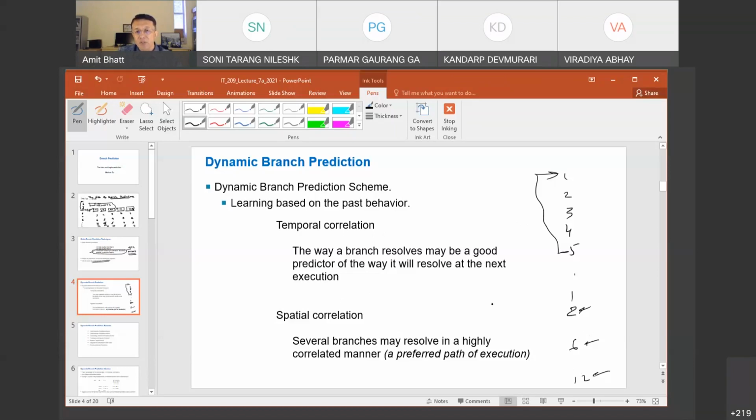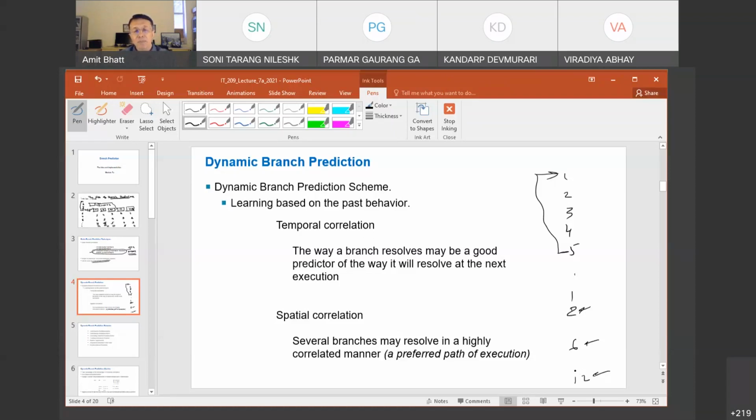For spatial correlation, when we come to this topic, I will give you a specific example, because you always target how branch number 2 resolved. If branch number 2 was taken and branch number 6 was taken, then branch number 12 would definitely be taken. Or if branch number 2 was not taken and branch number 6 was taken, then you may or may not take branch number 12. Your branch predictor hardware would figure that out.